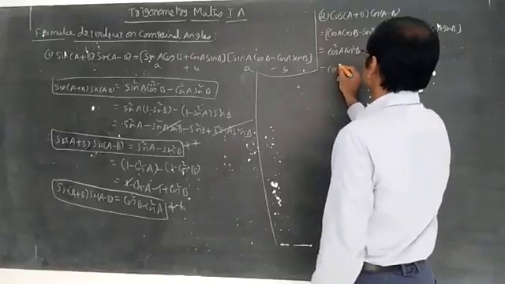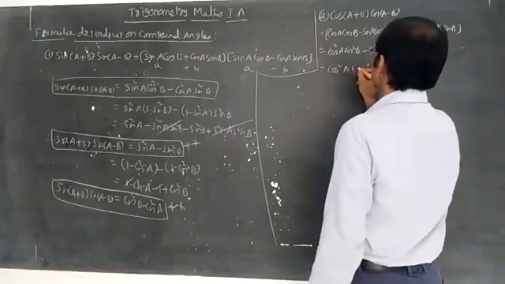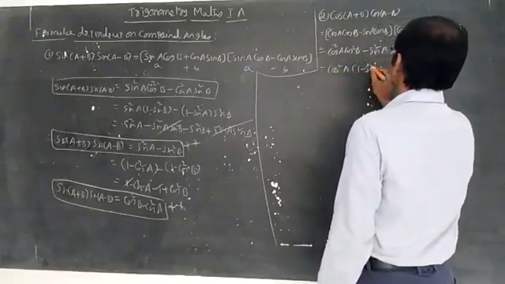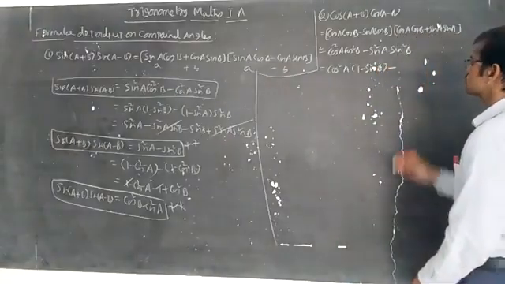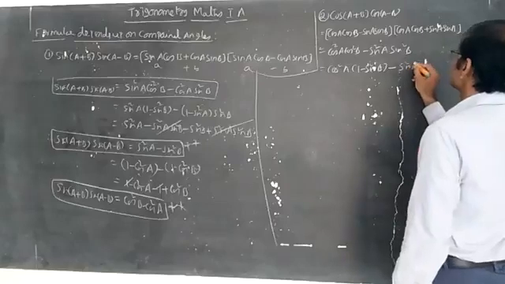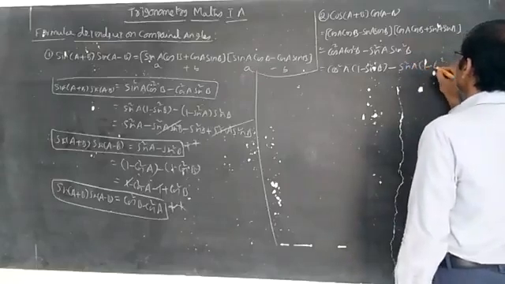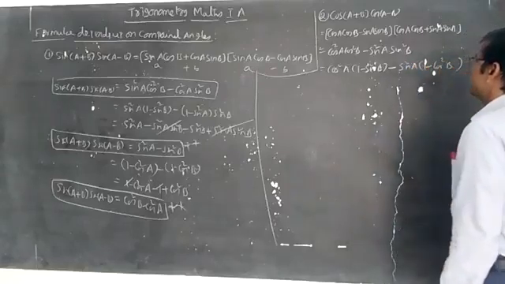Let us go on to discuss cos square A into 1 minus sin square B, minus sin square A into 1 minus cos square B.